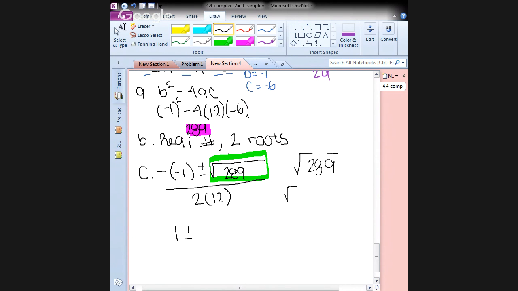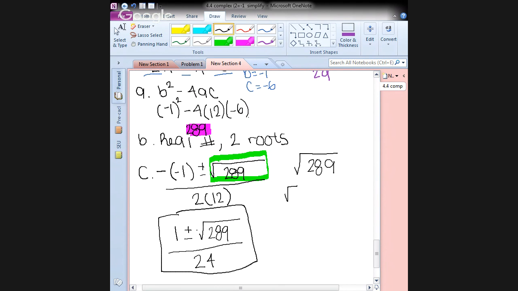Now, notice how I did go through the motions, though, to try to simplify that 289. You should also try to simplify before you just dismiss it and say, oh, I can't do anything with it. Try to simplify it by breaking it down into perfect squares. So I'm going to leave it as 289. And then 2 times 12 is 24, and I can't simplify anything else here. So this would be my final answer. I really have 2 answers. I have 1 plus the square root of 289 over 24, and then I have 1 minus the square root of 289 over 24, because of our sign of plus and minus.